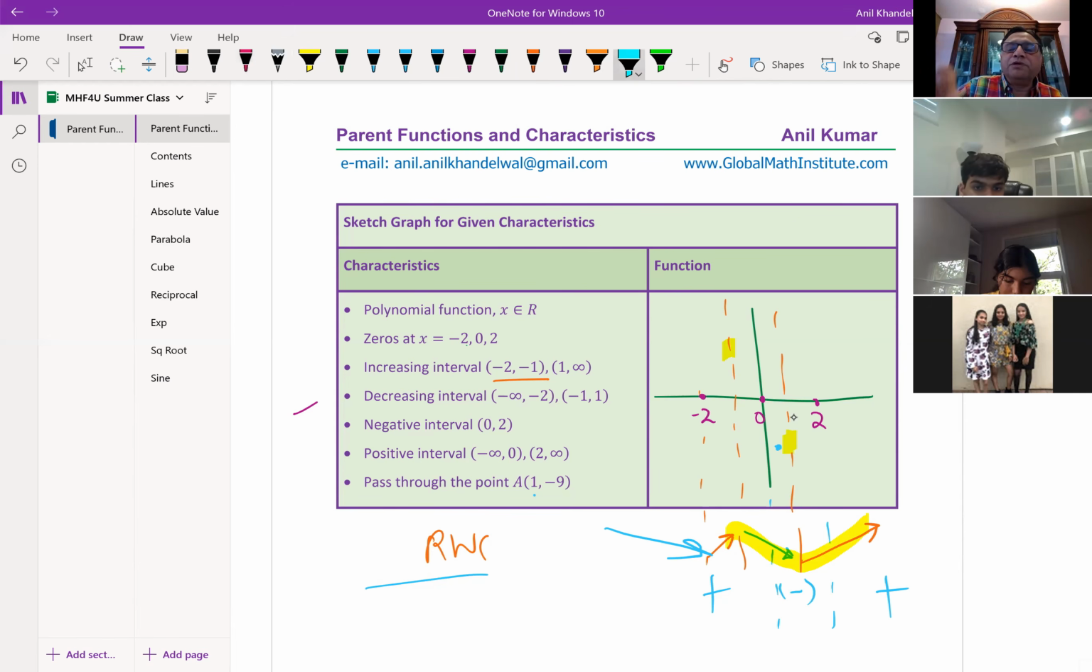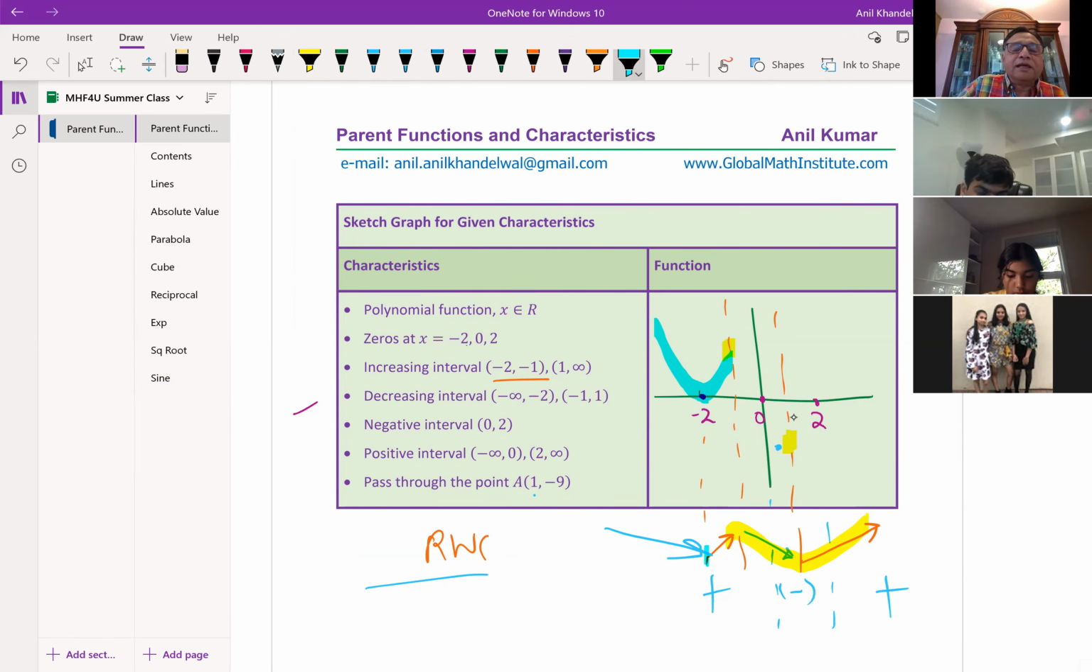So let me use this highlighter. Up to 2, it is decreasing. So the function is coming down. Do you see that? And at 2, it increases up to -1. So it increases. Do you see that? And then again it decreases and becomes negative here. So it decreases and it becomes negative.